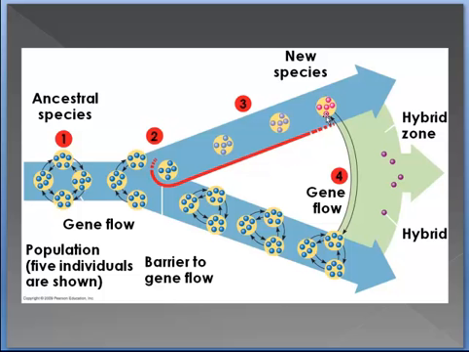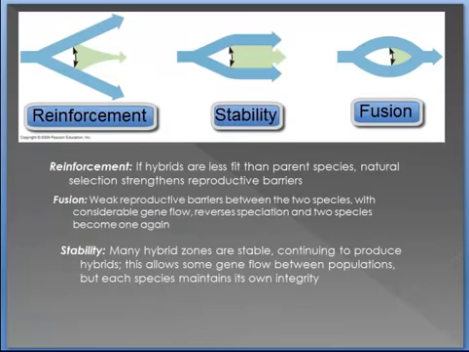If species A and species B were able to meet, some of those might actually be able to reproduce with one another. And so this hybrid zone can have several consequences. There are 3 types of consequences to the creation of this hybridization zone: reinforcement, fusion, or stability. Reinforcement is if the hybrids are less fit than the parent species. Natural selection strengthens the reproductive barriers.